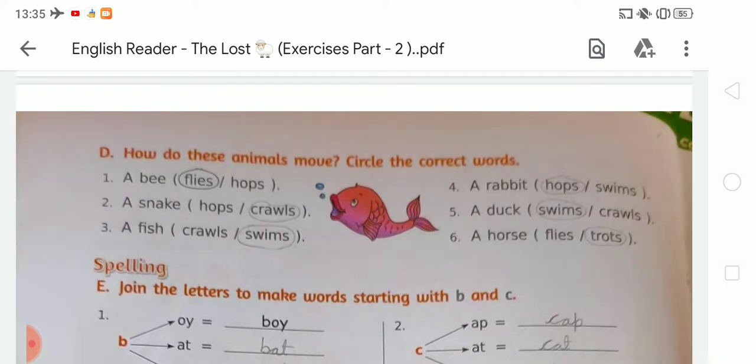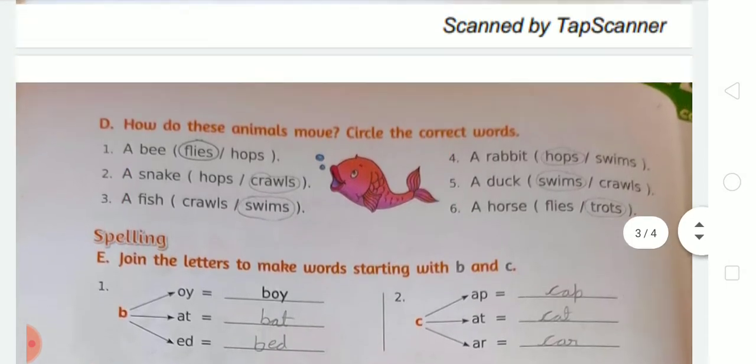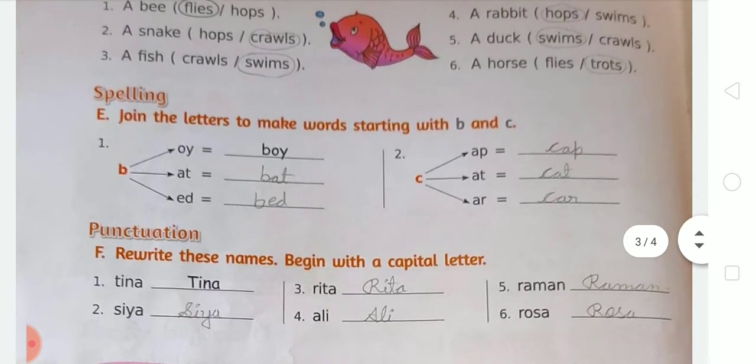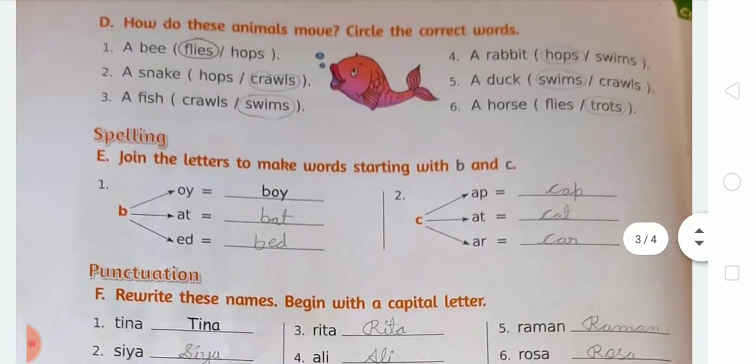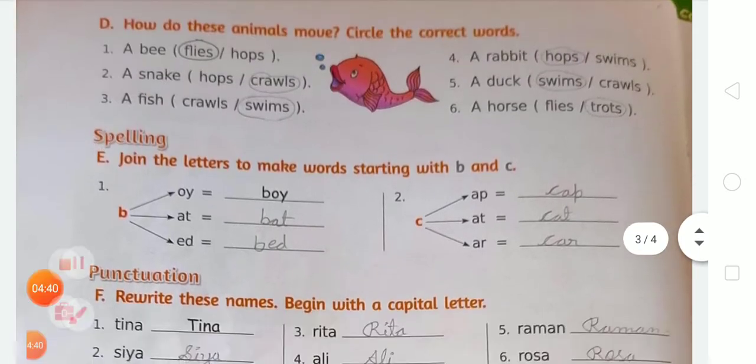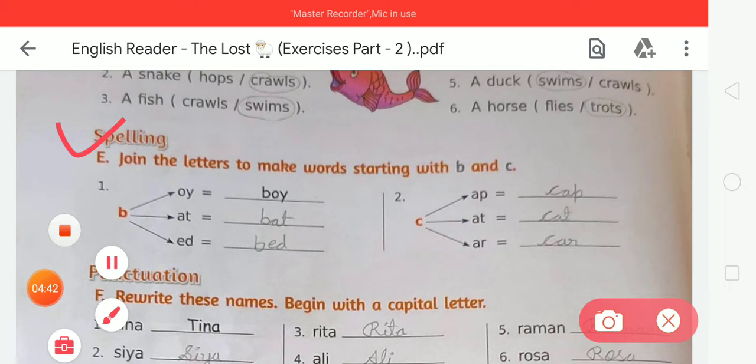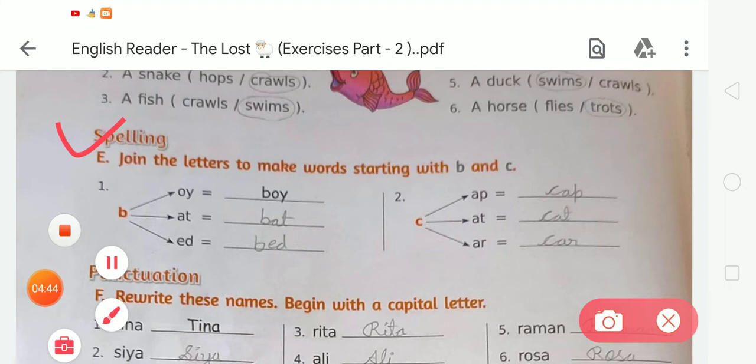Okay students, now moving to the next exercise. After completing exercise D, we are going to the next, which is exercise E. In exercise E there is spelling. We have to join the letters to make words starting with B and C. Dear students, what will we do in this exercise? We have to join the letters to make words starting with B and C.